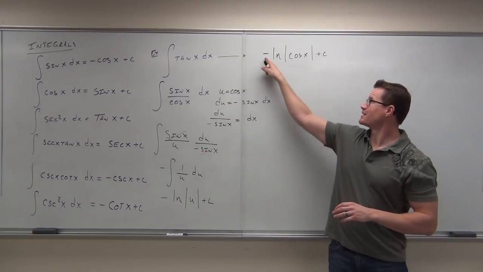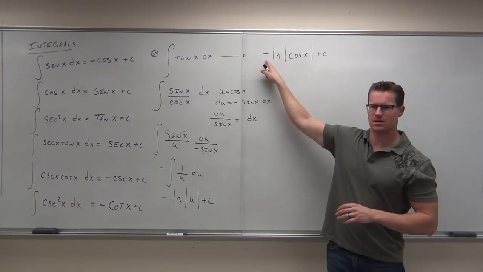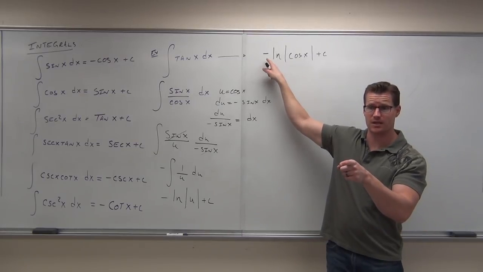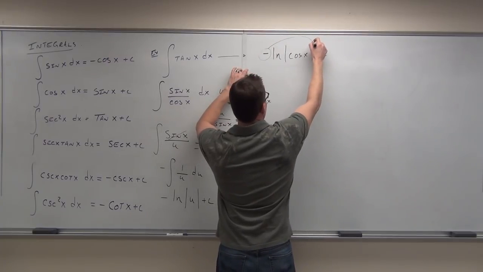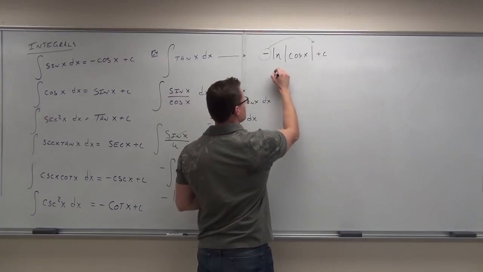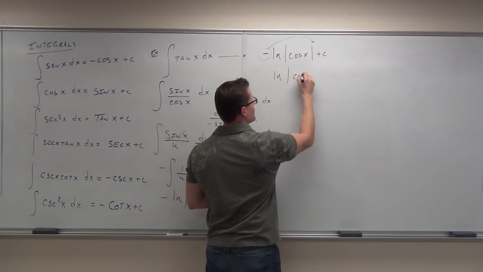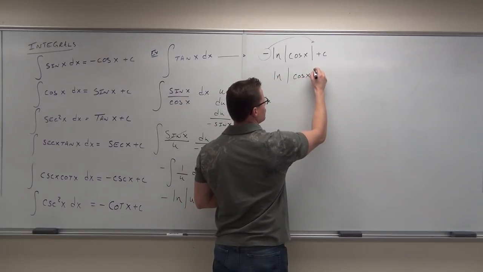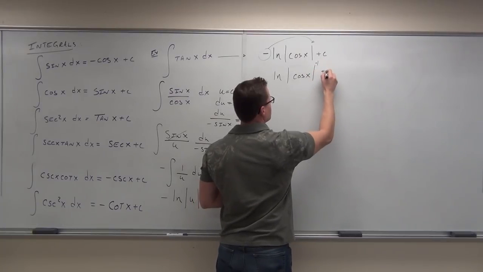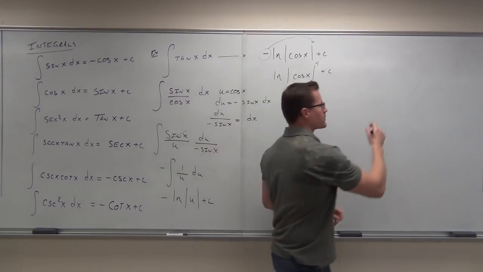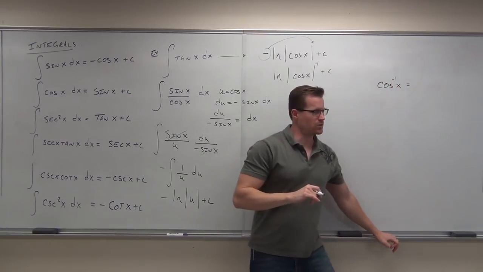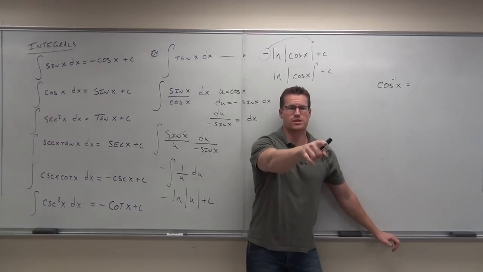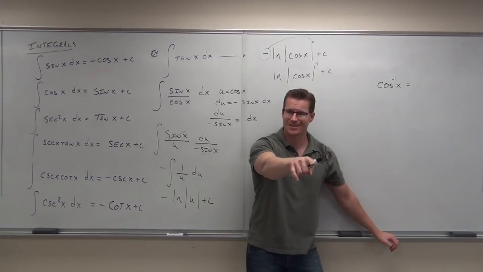Now, there's one more thing that we're going to do here. What does that negative count as? That is an exponent. So if this is a negative 1, then really we can move that as an exponent. So this is ln absolute value of cosine x to the negative 1. Tell me something. How much is that equal to? You should know it. 1 over 1 over cosine. Very good. This is 1 over cosine. 1 over cosine is also known as secant. That's right, secant.